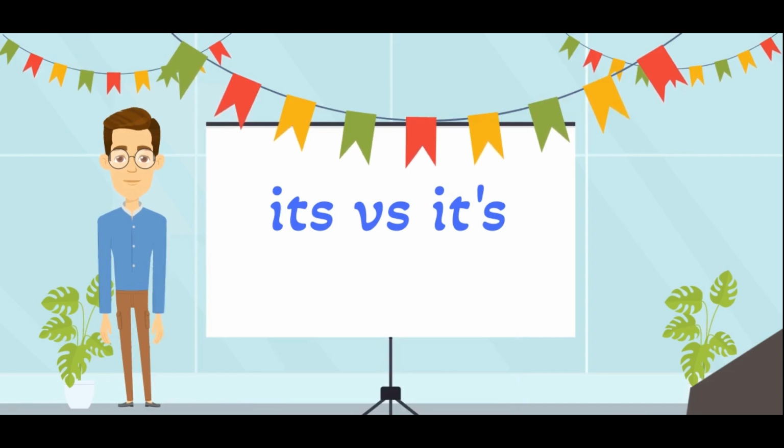First, let's understand the difference between its and it's. Its is a possessive pronoun, indicating that something belongs to or is associated with something else. On the other hand, it's is a contraction of it is or it has or it was. Let's break it down with some examples.